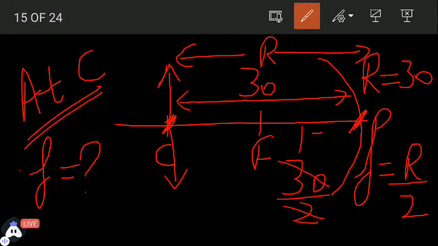Will give you 15. So the distance of the focal length will be 15. Now, there are two options which have given you the answer as 15. The C was -15 and the D is +15.